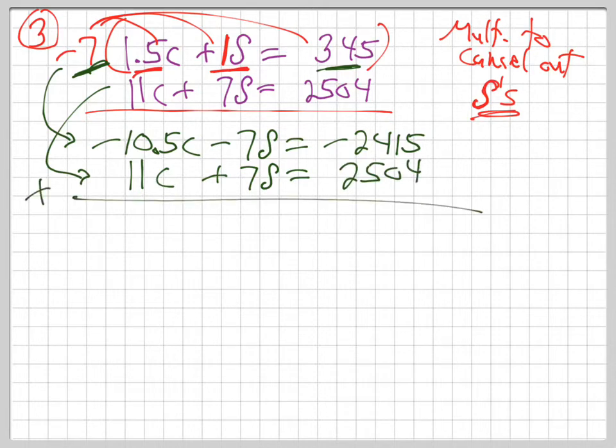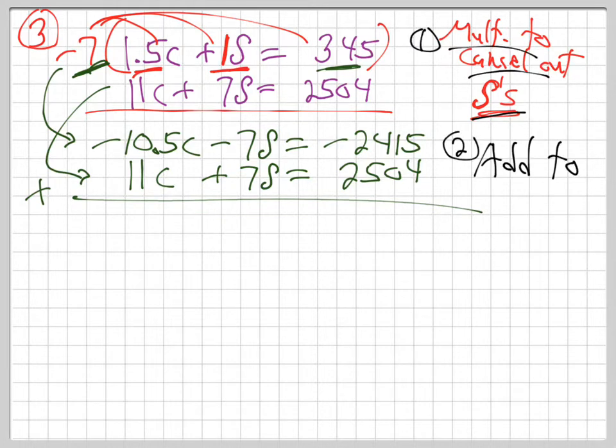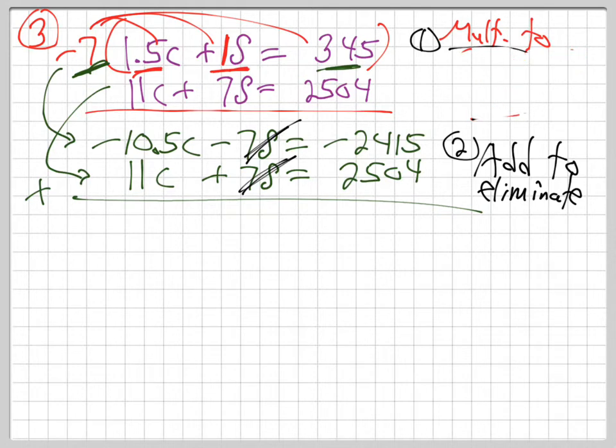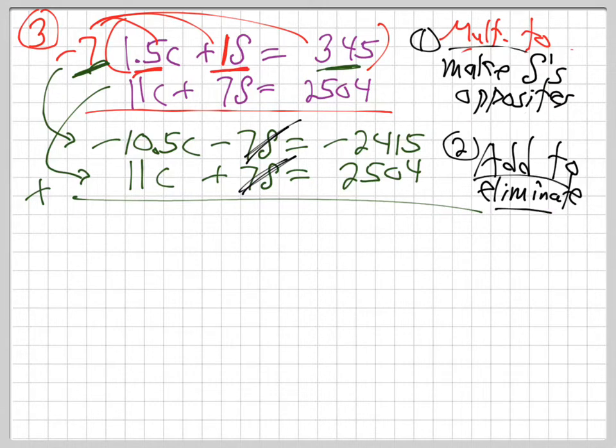Add them up. So now, multiply to cancel out S's. Add, so that's step 1. Step 2, add to eliminate. It's called the addition method or elimination. So these are going to eliminate because we made them opposites. Well, I should have said step 1 is multiply to make the S's opposites. That's what I really did there. I multiplied to make them opposites, and then I added them to eliminate.